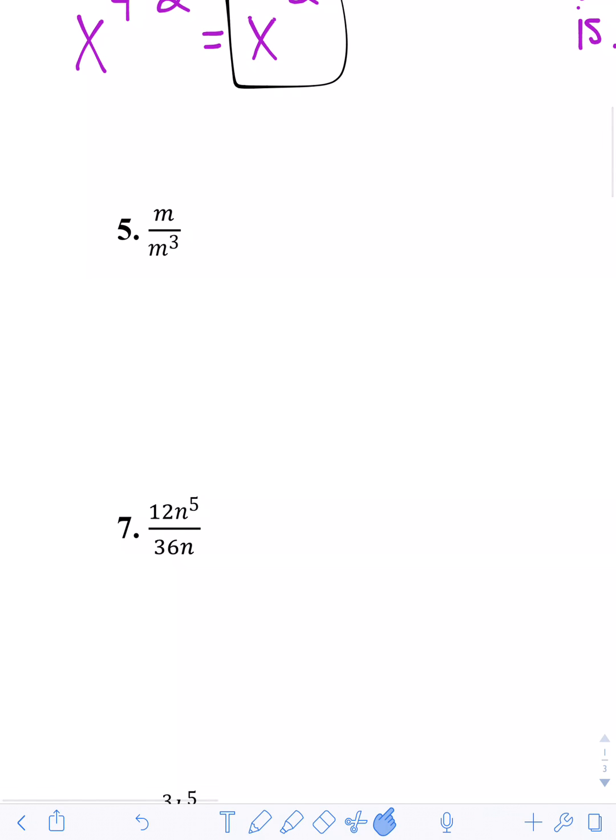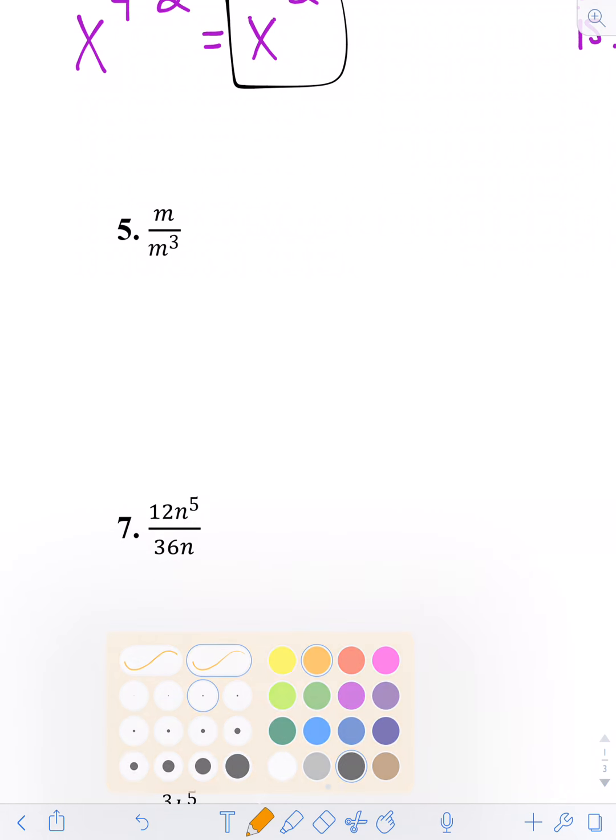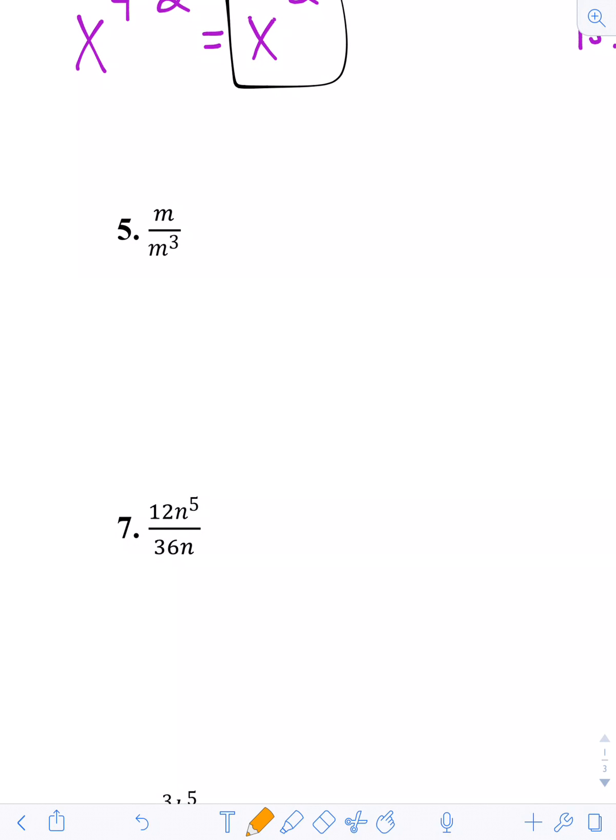Here we go, number 5. So for this one, remember if they don't have an exponent, I'm going to write that in there. So this is m to the power of 1. So I still have my base of m. I have 1 minus 3. 1 minus 3 is a negative 2. You don't want negative exponents. So what you do is you put this in the denominator to make it positive.